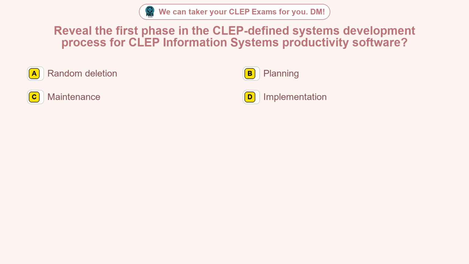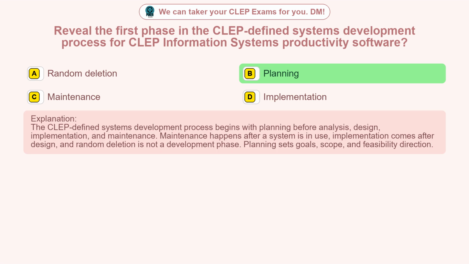Option A. Random deletion. Option B. Planning. Option C. Maintenance. Option D. Implementation. The correct answer is Option B. Planning. The CLEP-defined systems development process begins with planning before analysis, design, implementation, and maintenance.